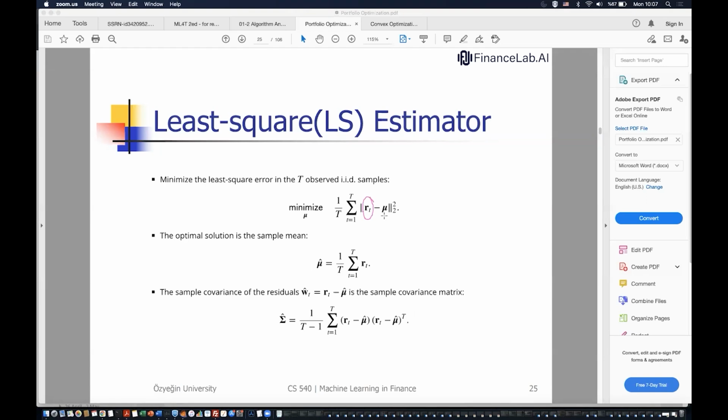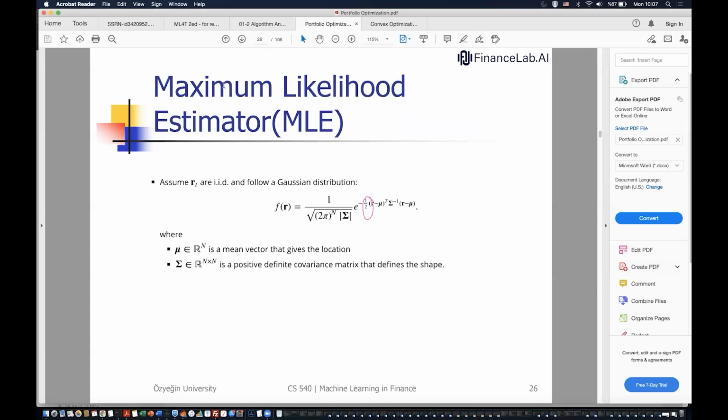And again, the sample covariance of the residuals, which is R_t minus the sample estimate, will be the covariance matrix. In this case, our covariance is the covariance of the residuals, the part which is not explained by the returns minus the estimated mean return. And this is the least squares estimate.